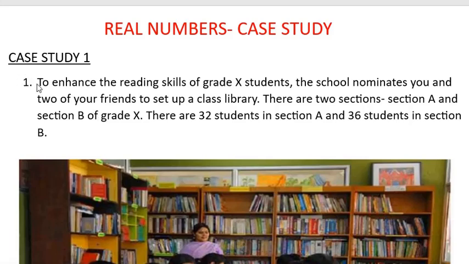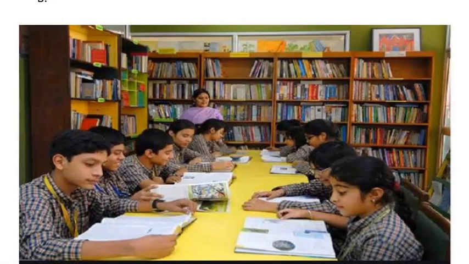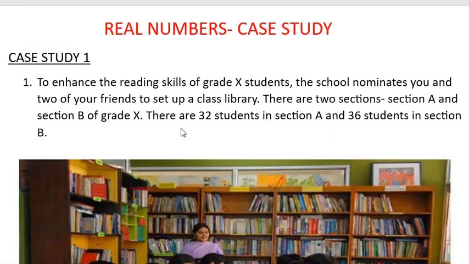The question is: to enhance the reading skill of grade 10th students, the school nominates you and two of your friends to set up a class library. There are two sections, section A and section B of grade 10. There are 32 students in section A and 36 students in section B.